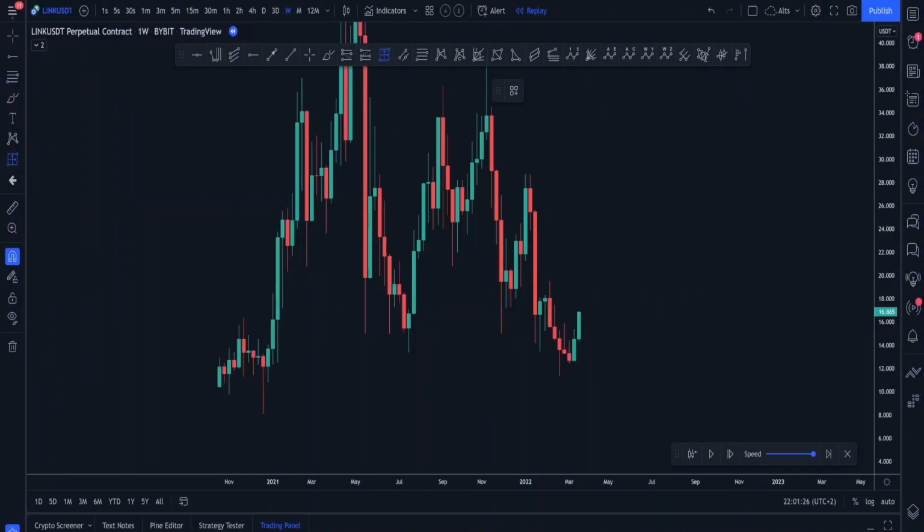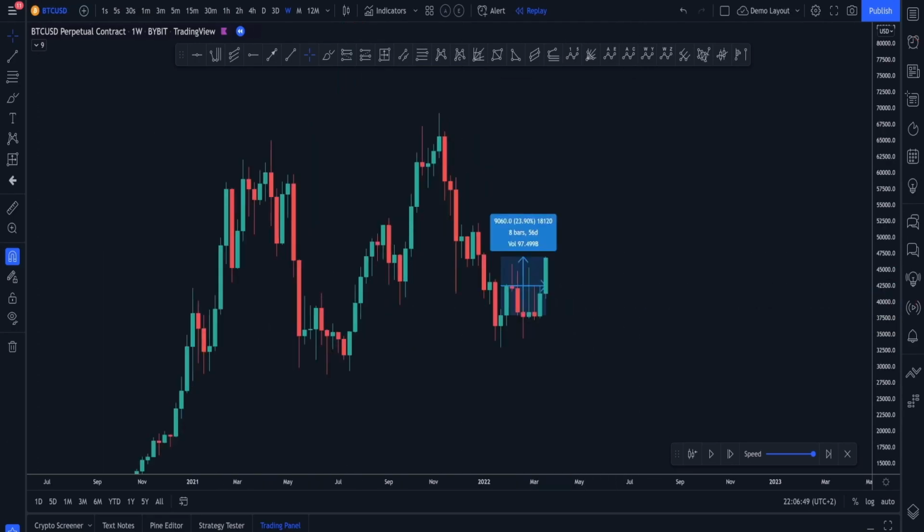Now let's have a look at a practical example. Here we have the Link USDT pair on Bybit, and we are on the weekly time frame. Let's have a look at what the asset did from the end of the week of January 24th to the end of the week of March 21st. As we can observe, over a period of 56 days, the asset lost 5% in USD value.